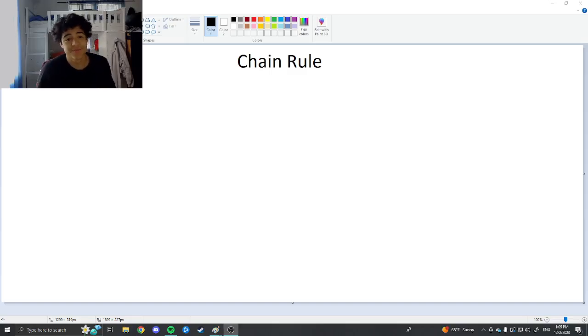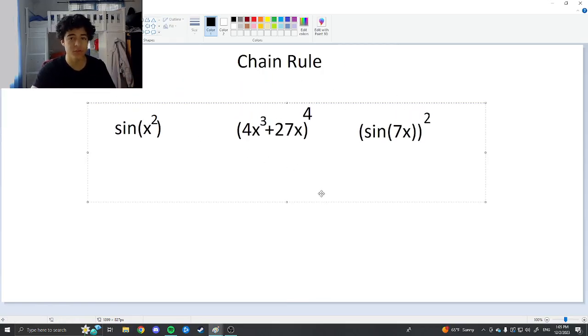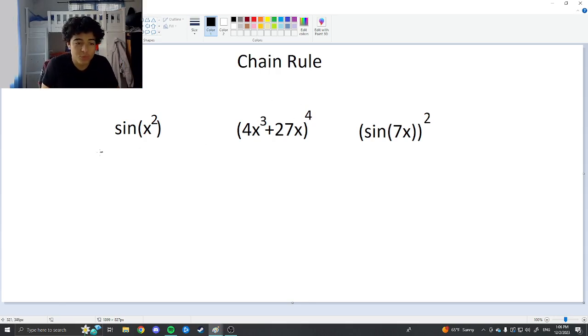Okay, so next we gotta learn about the chain rule, which is the first concept covered in Unit 3. And you use the chain rule when you are trying to differentiate composite functions or functions where multiple functions are going on at the same time. So, for example, if you look at all of these functions, you'll see that there's multiple functions going on in each, right? So a compound function is f of g of x, right?